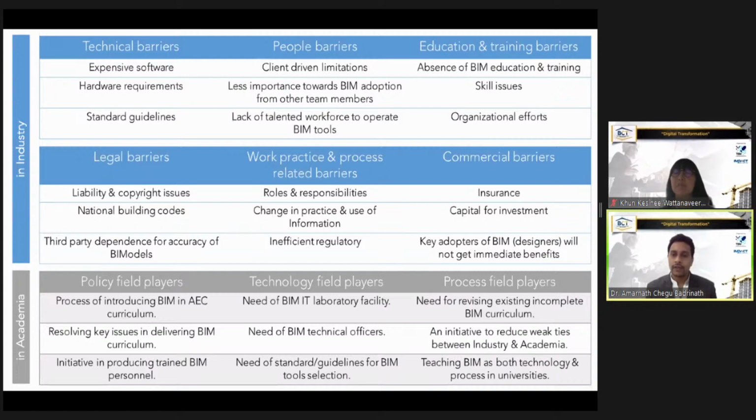An initiative to reduce the weak ties between industry and academia. As I know, there are a lot of weak ties between industry and academia. It has to be worked out very well, understanding the client requirements. Teaching BIM as both technology and process in university is a key requirement.